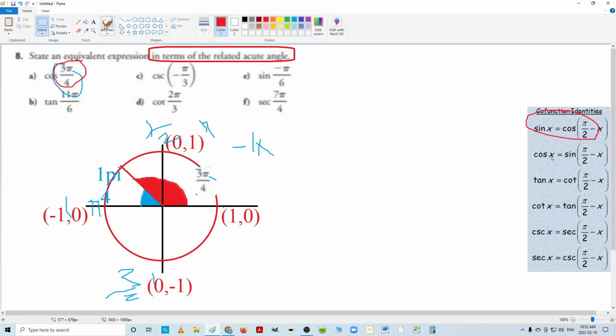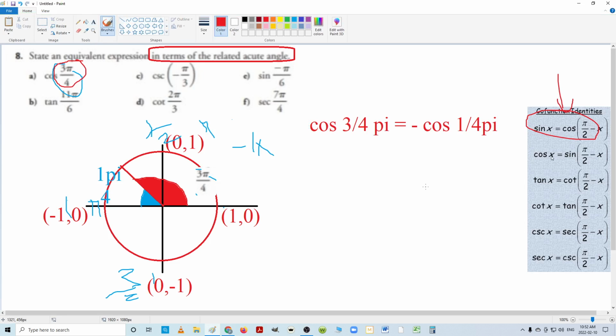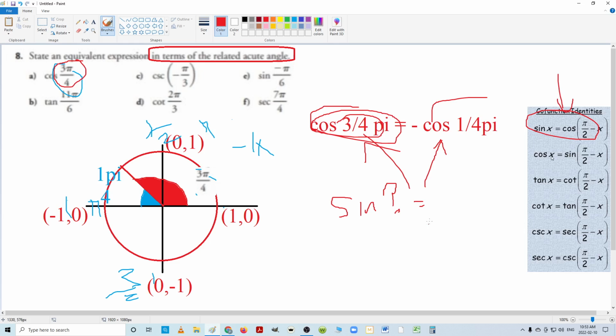and I can go into a huge discussion about how to prove this using the little triangle as I just did. But if I trust that these are true, and I've already determined that cos 3/4 pi is equal to negative cos 1/4 pi, then how do I find a sine equivalent that's equivalent to either of these? Well, I use this formula. It says sine of the value I'm looking for is equal to the cos of the value that I have. Let's use this one because it's easier to work with.